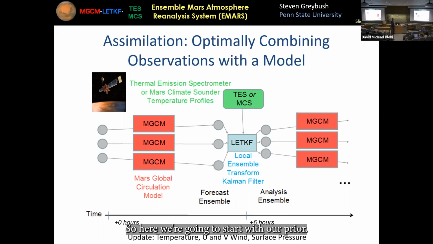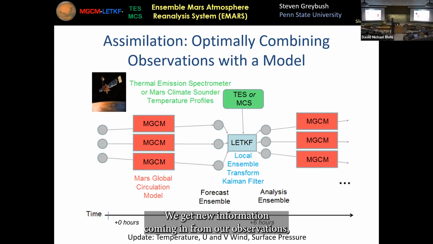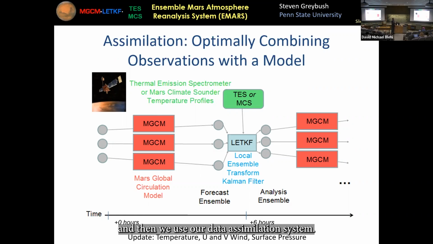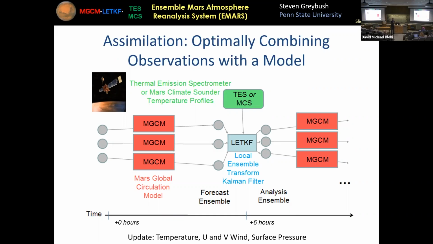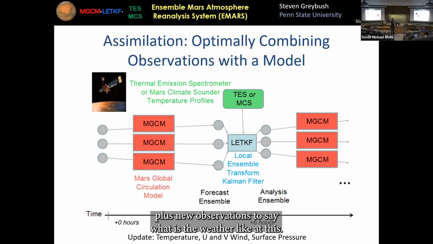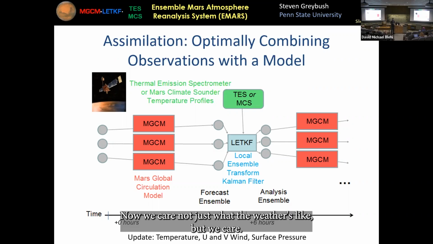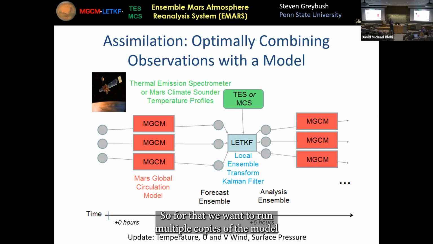Okay. So here we're going to start with our prior. This is from a previous forecast of our model. We get new information coming in from our observations. And then we use our data assimilation system, in this case the LETKF, to come up with our update, or our analysis. Okay, so this analysis is using previous forecasts plus new observations to say, what is the weather like at this time in the Martian atmosphere? Now, we care not just what the weather's like, but how confident we are in that assessment. So for that, we want to run multiple copies of the model, right?